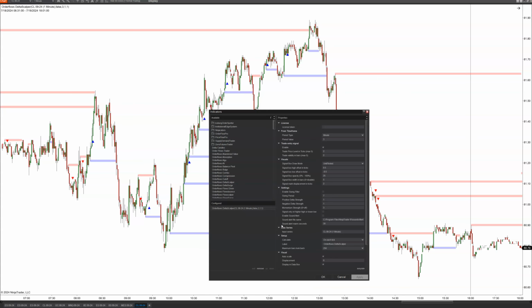If you want to take a look at, we'll go to tick. We'll just go through these. Tick, I don't know what's a good tick to use in crude.